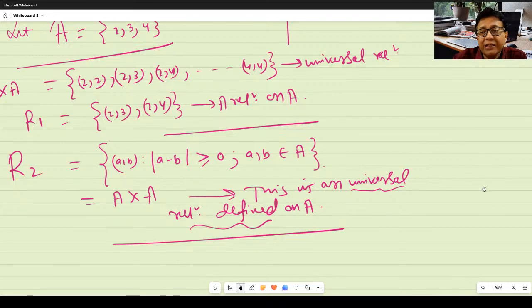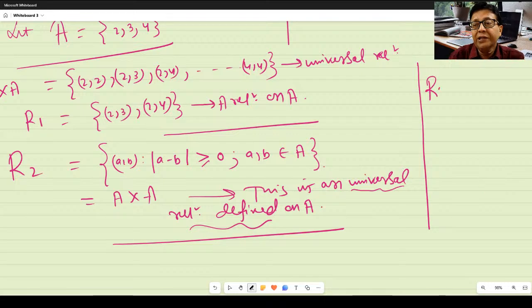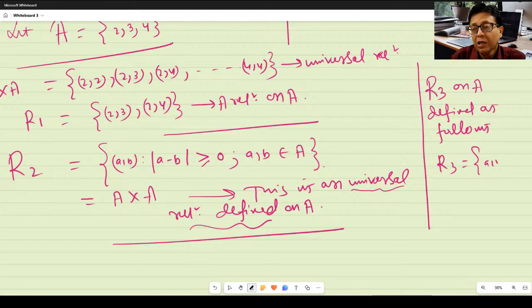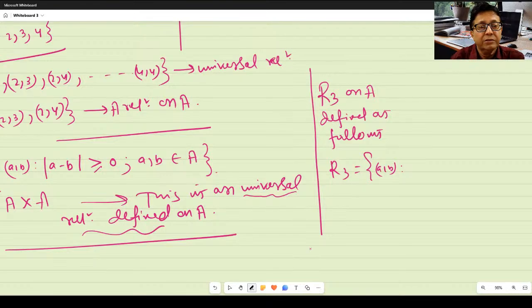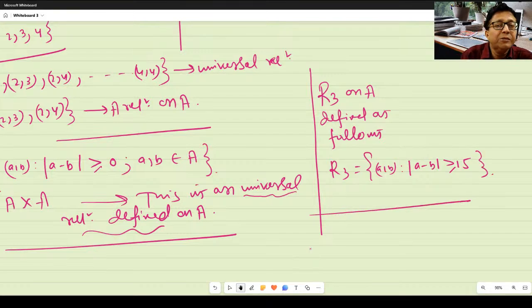But on this set, if we define another relation, say I am writing R3 on A defined as follows. What is that? R3 equal to (a, b) such that mod a minus b greater than or equal to 15. Is it possible here, because the set A is what?